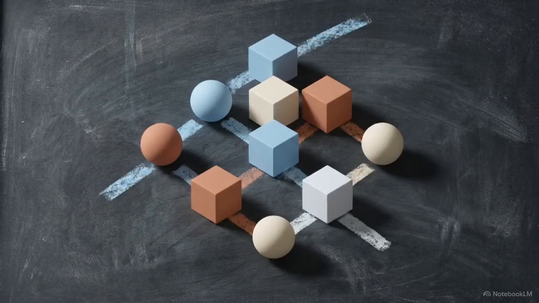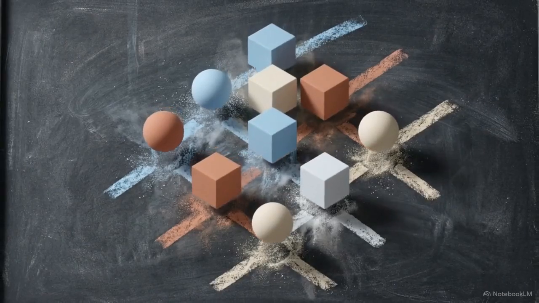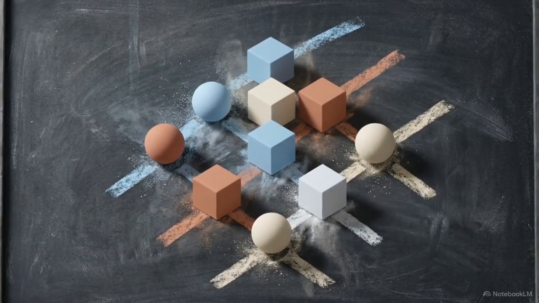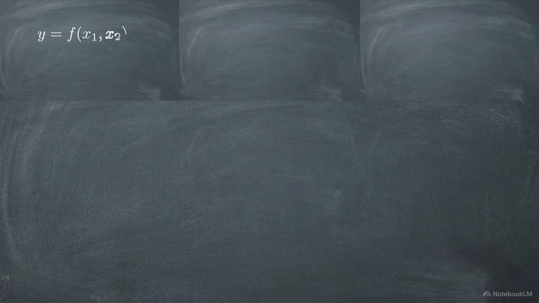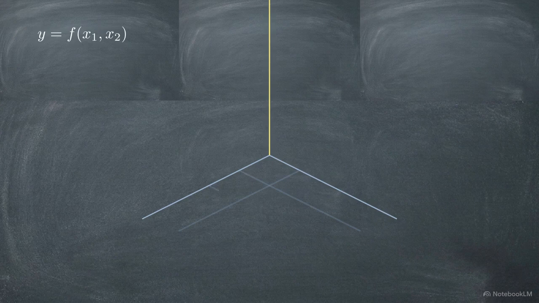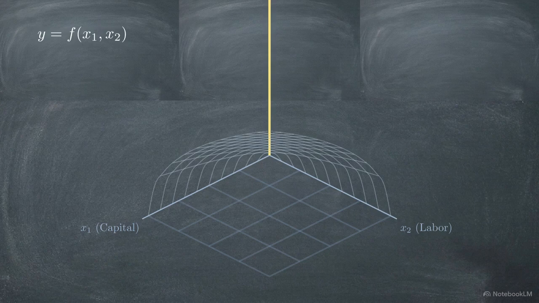Operationally, a firm functions as a bounded mathematical space, a topographical environment where raw physical inputs are converted into a maximum possible yield. We map this physical reality using a production function, y equals f of x1 and x2. The inputs, like capital and labor, sit here on the horizontal floor. The output, y, is mapped on the vertical axis. Together, they form a curved three-dimensional production surface.